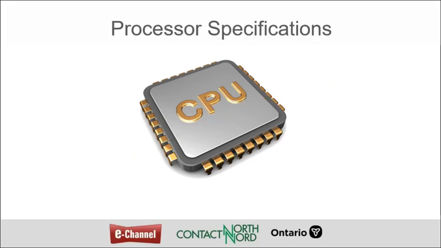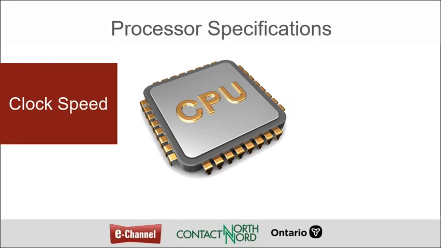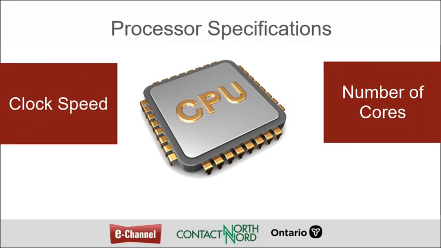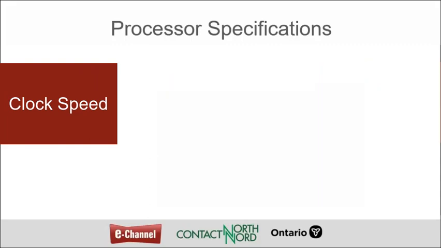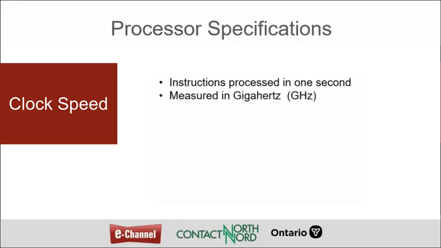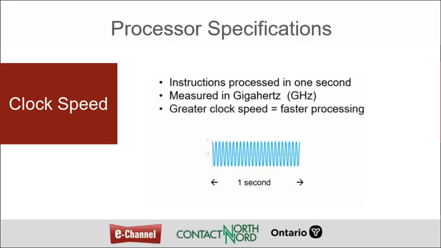Several factors determine how powerful and fast a processor is. Clock speed and the number of cores are two common specifications. Clock speed refers to how many instructions the CPU can process per second. The speed is measured in gigahertz. The greater the clock speed, the faster a CPU will run.